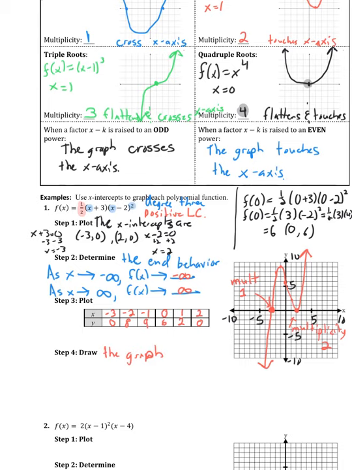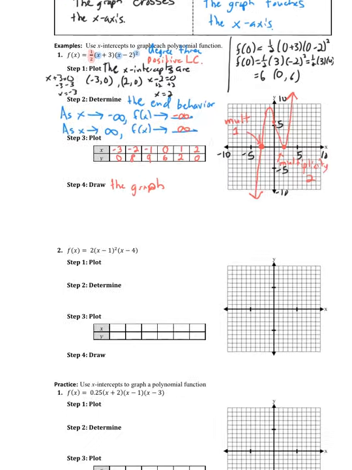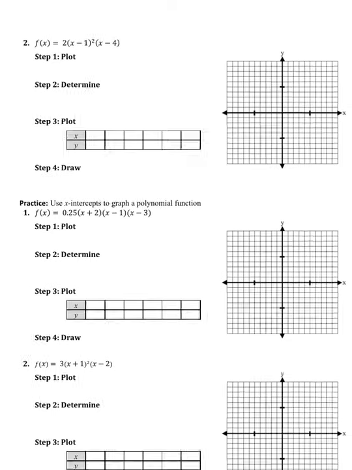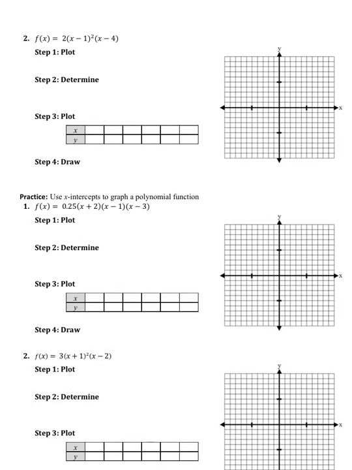Okay, and that's what problem 1 should look like. All right, problem 2 is going to be a little trickier. It says 2 times x minus 1 squared times x minus 4. So first thing I want to do again is plot the intercepts. This time for my intercepts, I can see I'm going to have a 1, 0 with a multiplicity 2 and a 4, 0 with a multiplicity 1. So I'll plot those points there, and I'm going to label my graph. Always important to label your graph. We'll count by 1s in each direction.